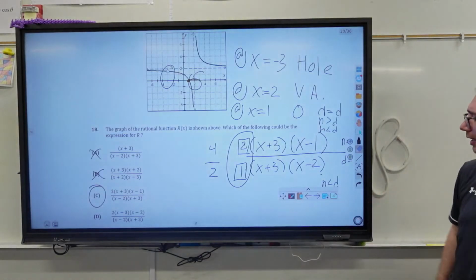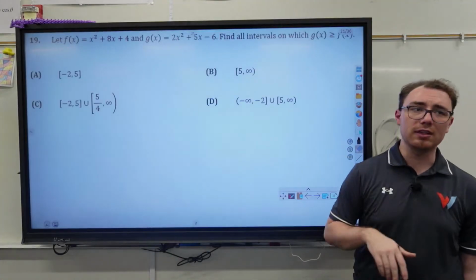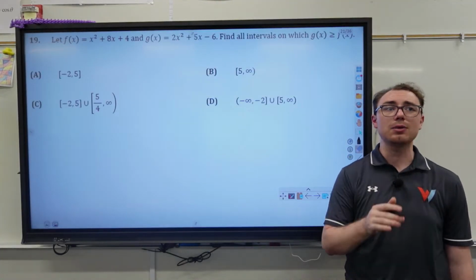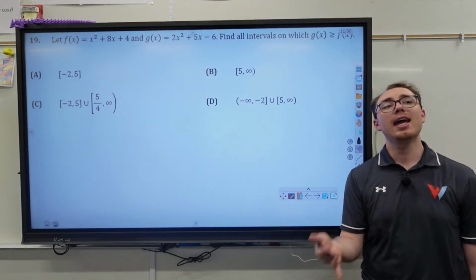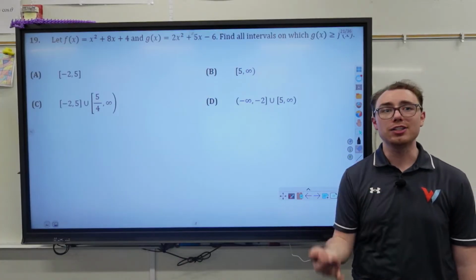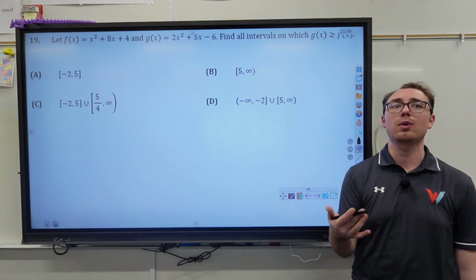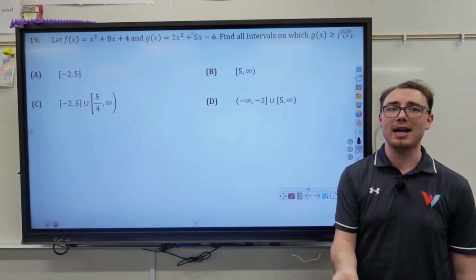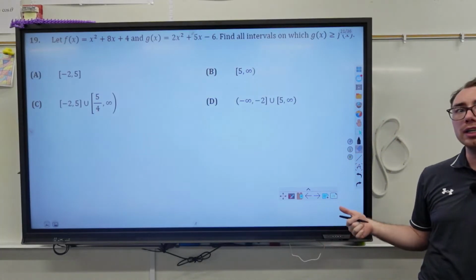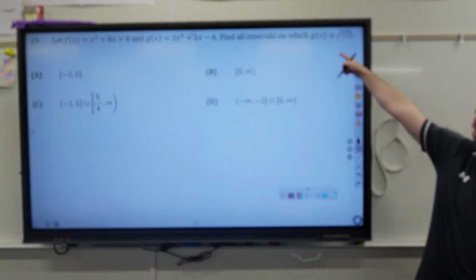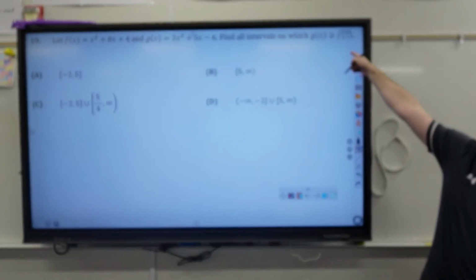We're now looking at problem 19. For problem 19, we're given this problem where we're going to let f of x equal x squared plus 8x minus 4, and g of x is equal to 2x squared plus 5x minus 6. We're going to find all the intervals where g of x is greater than or equal to f of x.